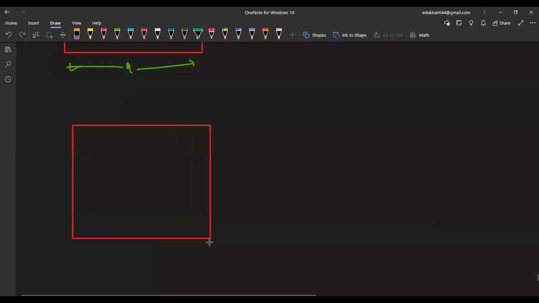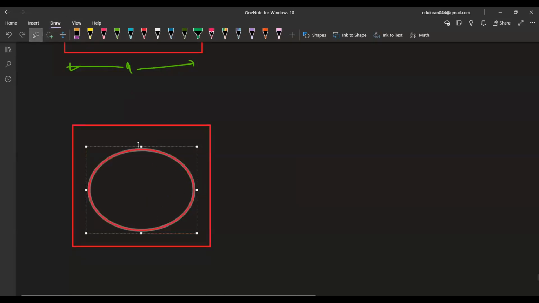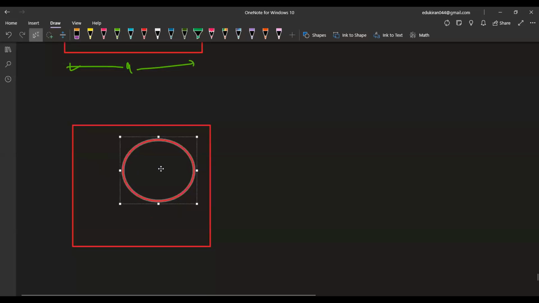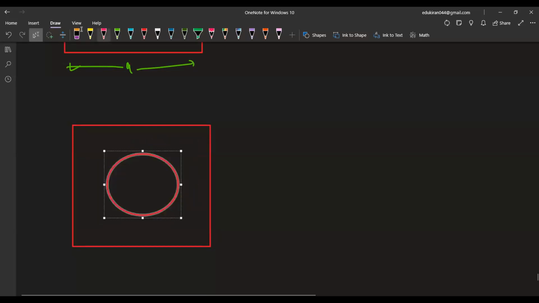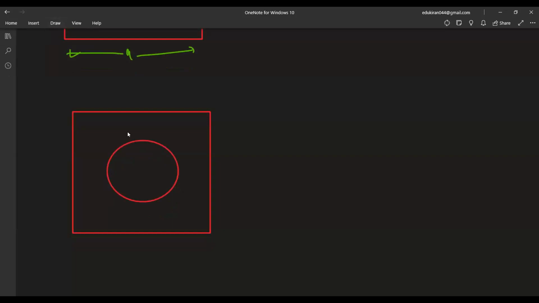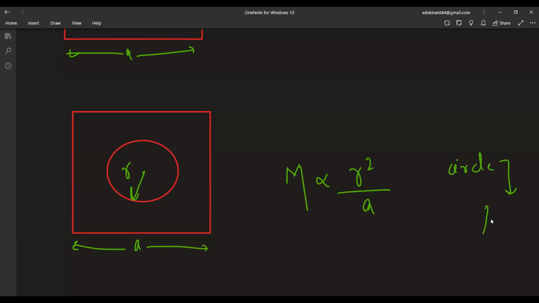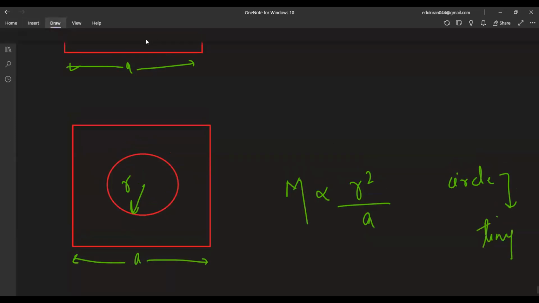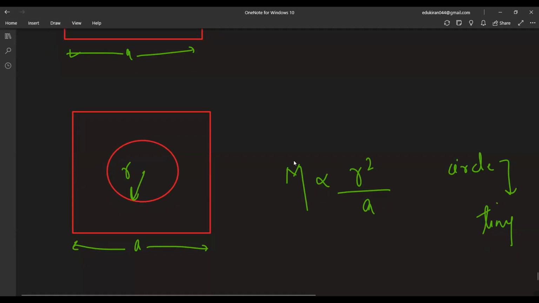See, you are given a square also, and a circle also. This is radius R and this separation is A. So mutual inductance will be directly proportional to R square by A. Again, the circle which is present inside is tiny.